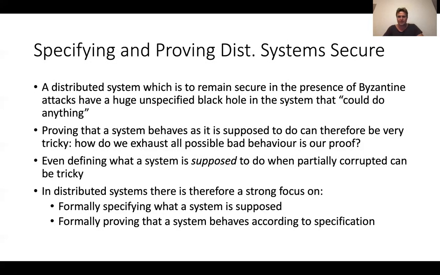Because of this, there's a strong focus in distributed systems on formally specifying what a system is supposed to do and formally proving that it's doing what it's supposed to do. Because it has turned out we cannot trust our intuition, neither in specifying nor in proving these systems. It has to be done very rigorously, since security is very slippery. Okay? And what I'm going to do in the lecture today is take a first brief look at the general idea in tackling this task. Okay.